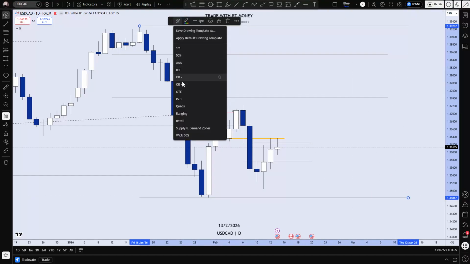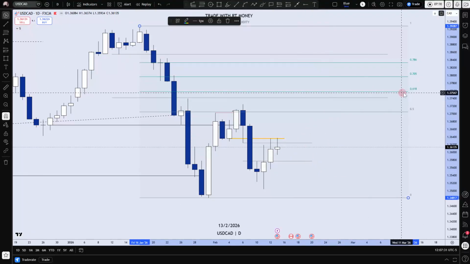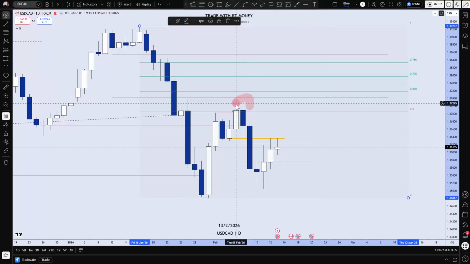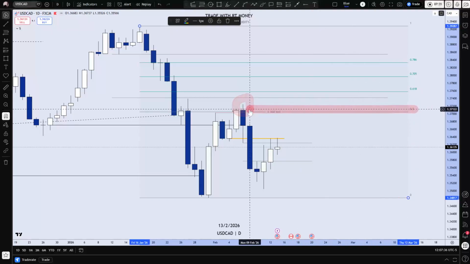Put on what do you got? Yeah, let's do OT. All right. And you can see price came up above the 50% line right here.